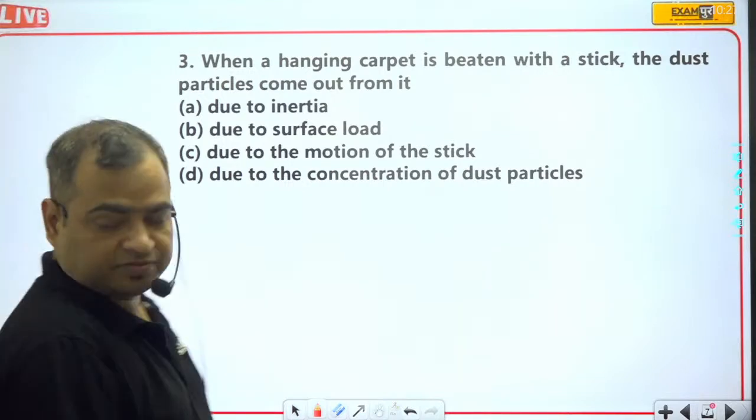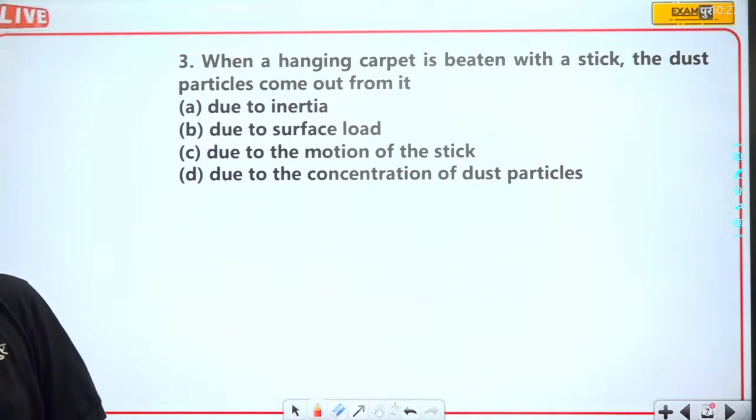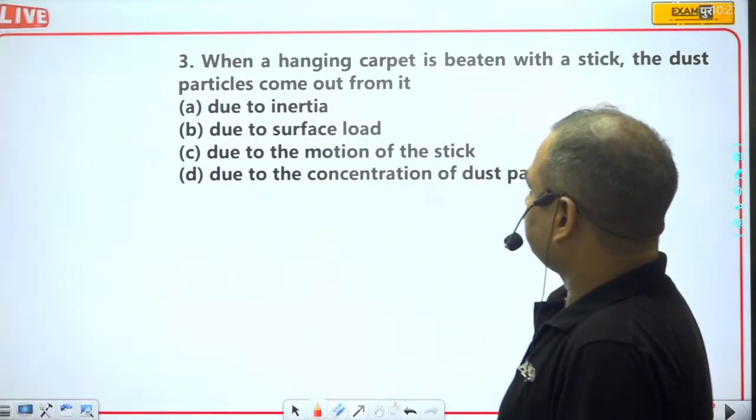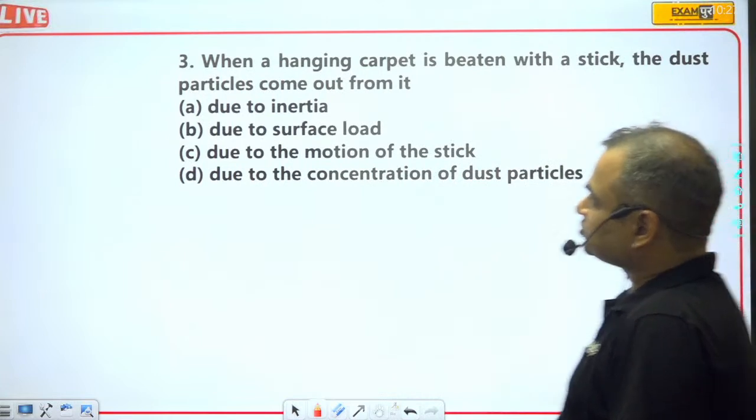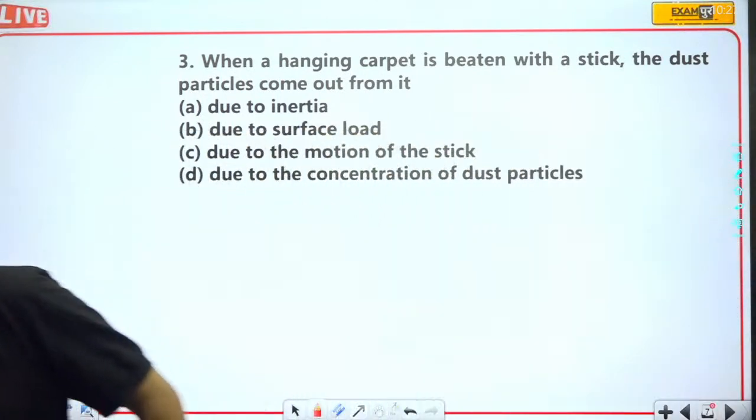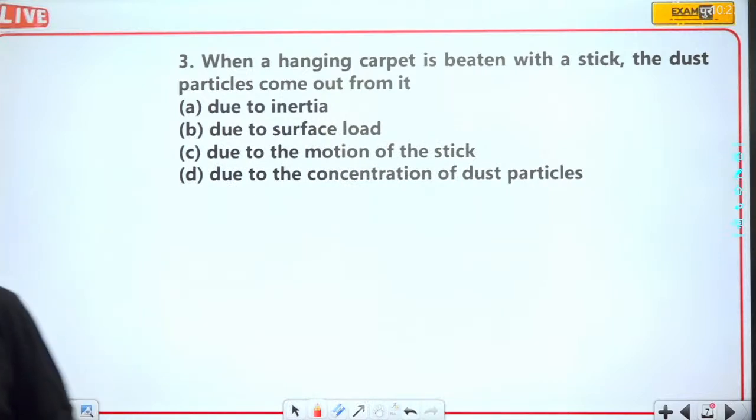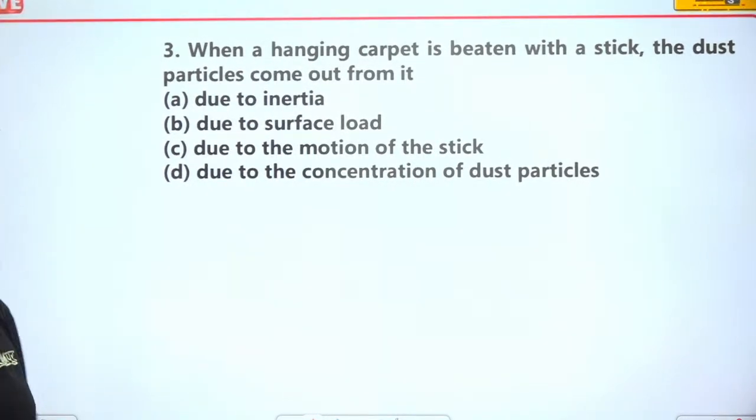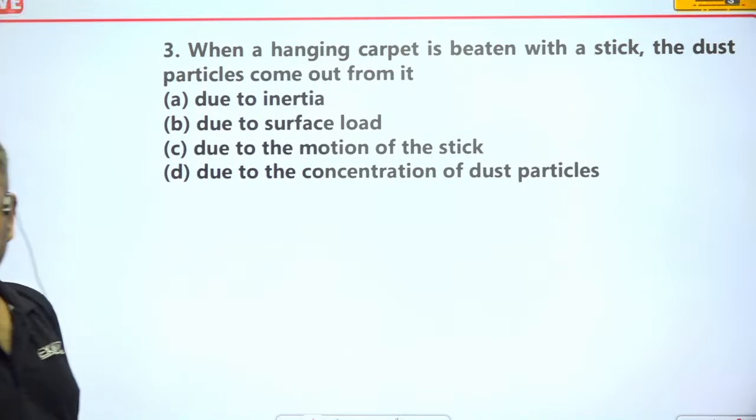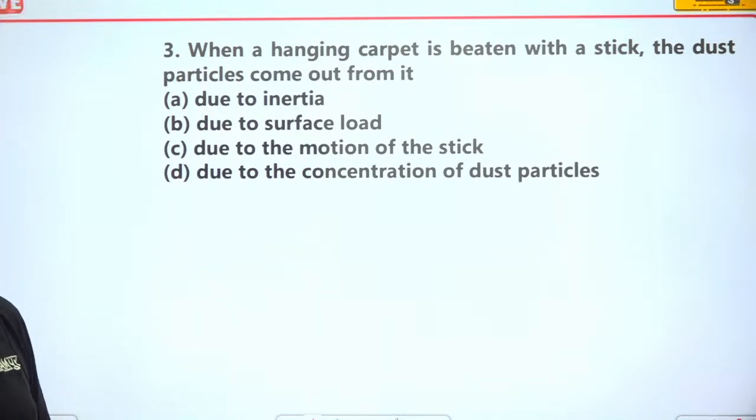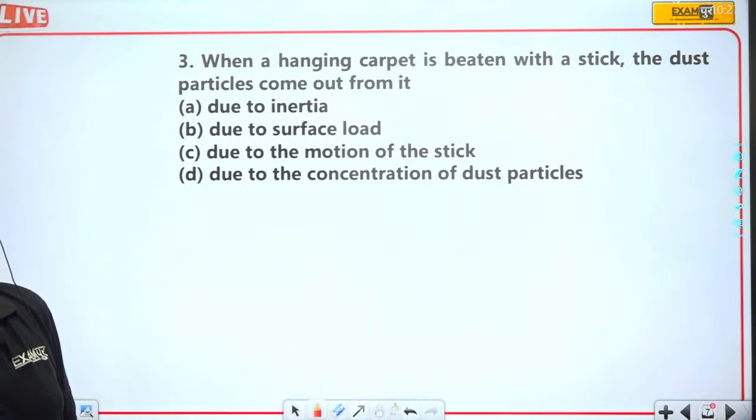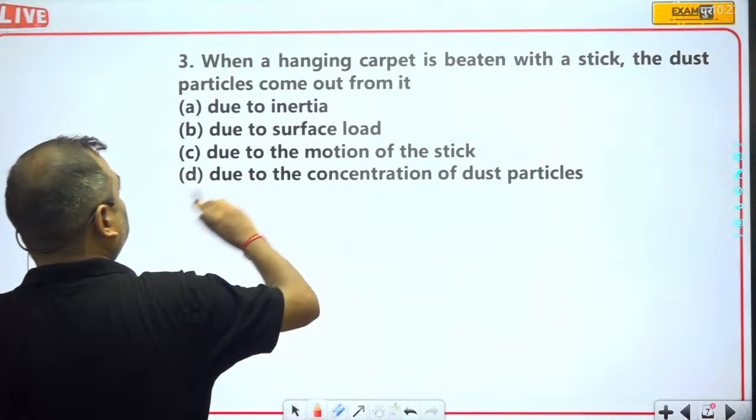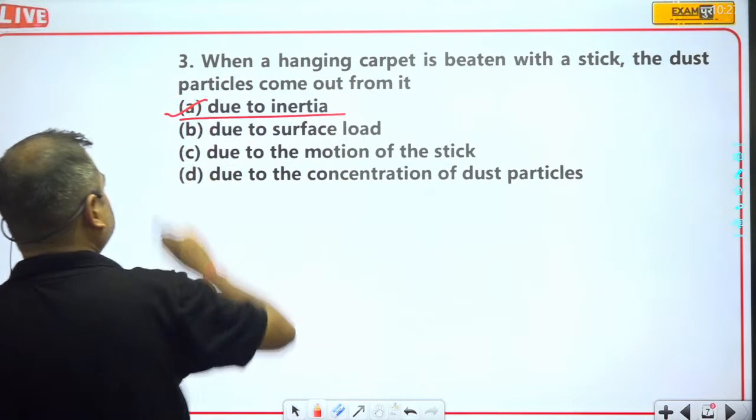So when a hanging carpet is beaten with a stick, the dust particles come out from it, and this is from the law of inertia. This is due to the law of inertia.